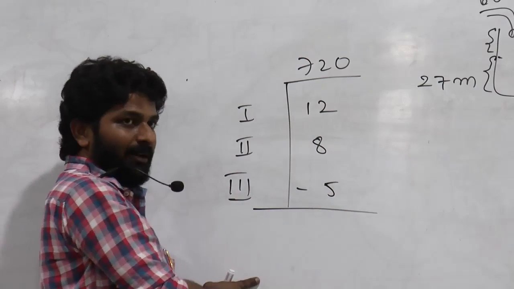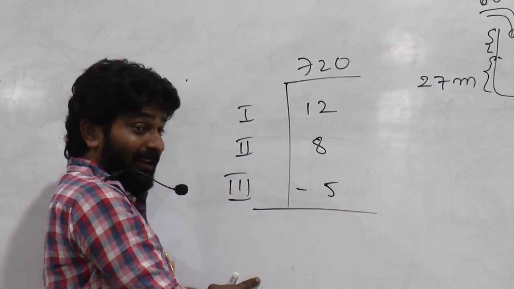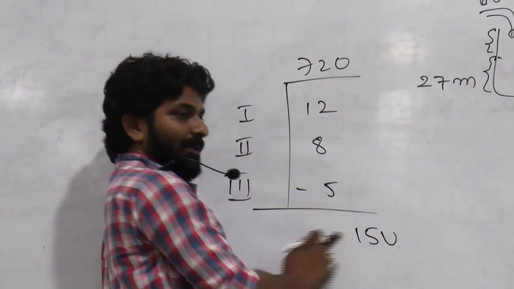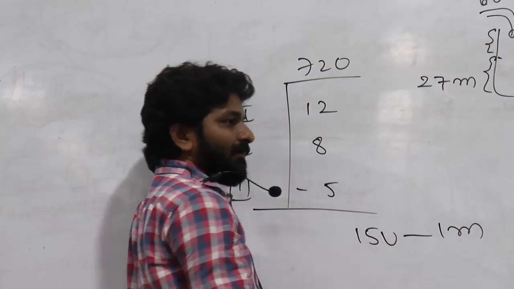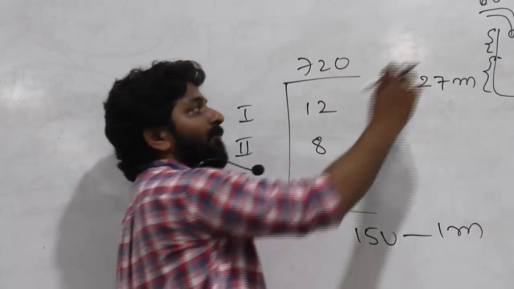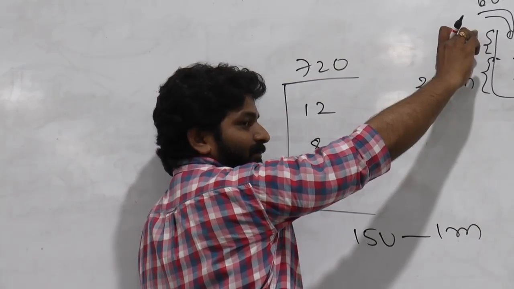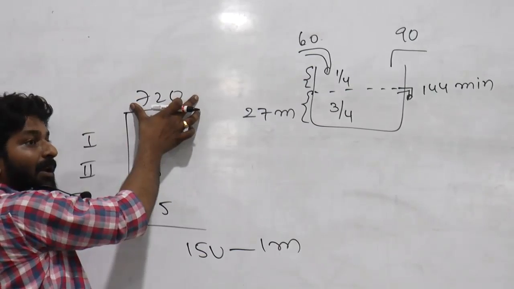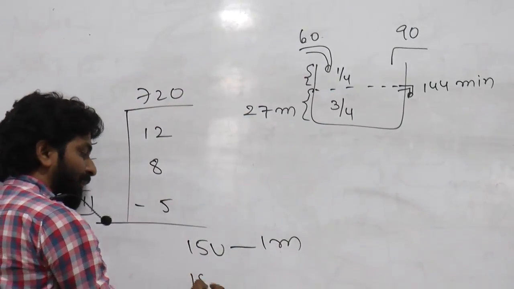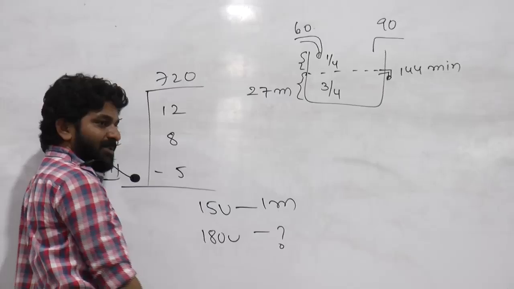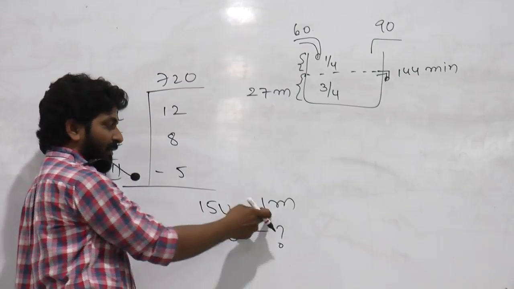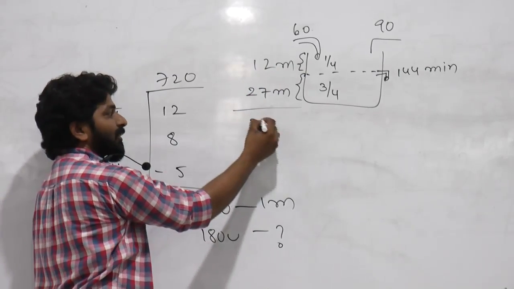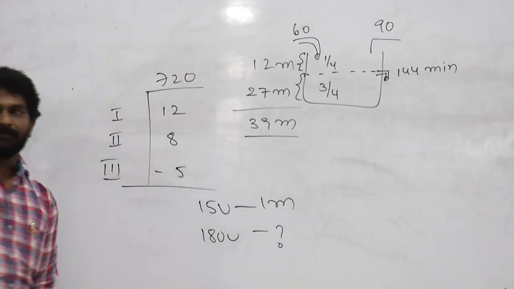If all three are working together, they can fill 15 units in 1 minute. But all three taps are open for only the first 25% of the time. 25% of this, half and half, 180. 180. To fill 180 units, how much is the time taken by 3 taps? Here it is 12 times, 12 minutes. So, to fill the tank completely, they need 39 minutes.